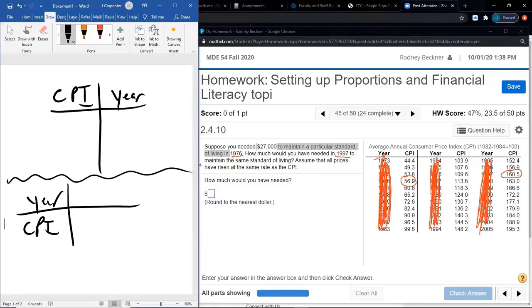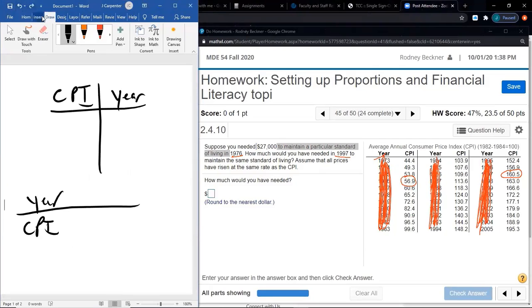So for the year, I could go 1976 first, because it came first, and then I can do 1997 second. I can swap them as long as I have the appropriate CPIs next to them. Except we're not actually supposed to be talking about the years, right? We're supposed to be talking about the cost in the year. So let's put the year label on the left.